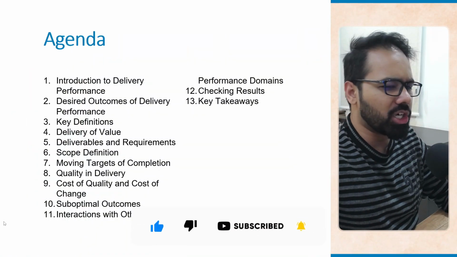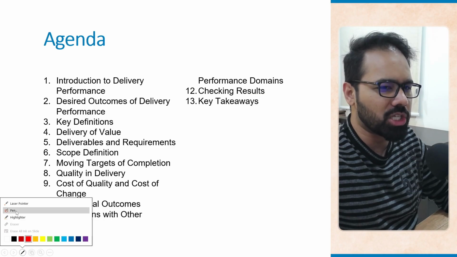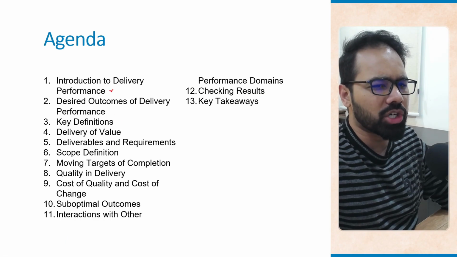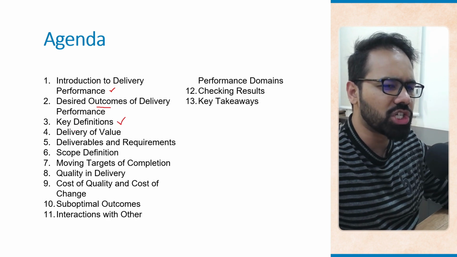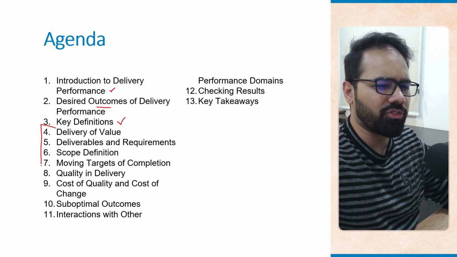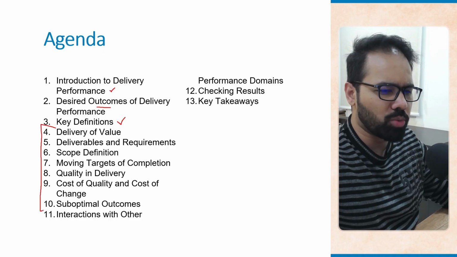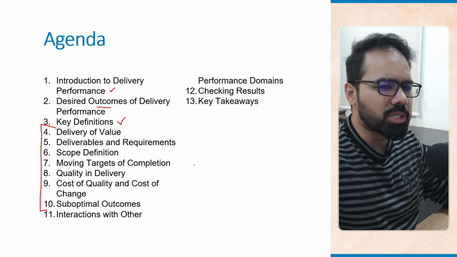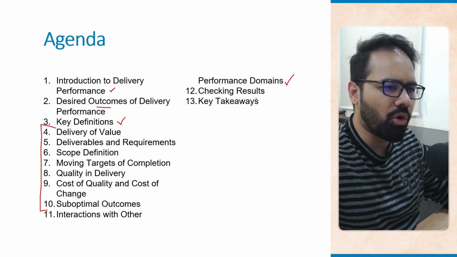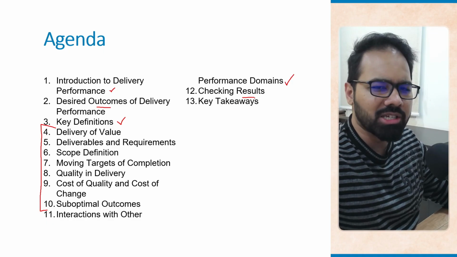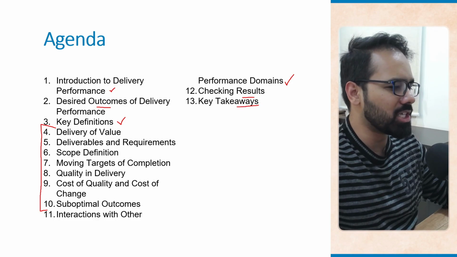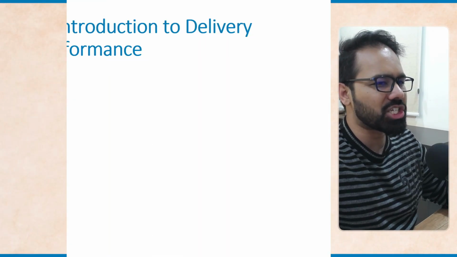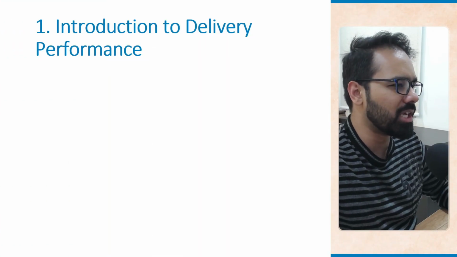So without further ado, let's take a look at the agenda for this video. We will talk about an introduction to this performance domain, some of the desired outcomes, key definitions, and then the major stuff related to this performance domain, what it talks about, how this performance domain interacts with other performance domains, how you check results if you are working on this domain correctly or not, and how it is yielding results for you, and some key takeaways to end the video. So let's get started with the introduction to the delivery performance domain.